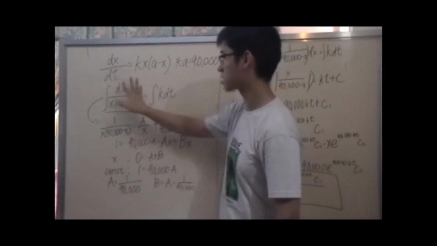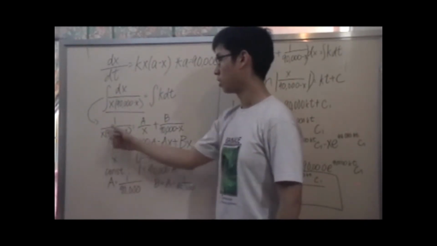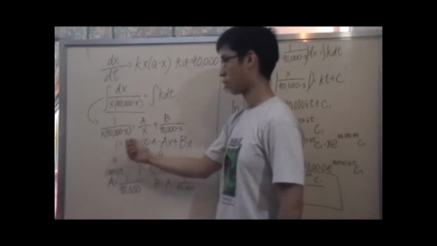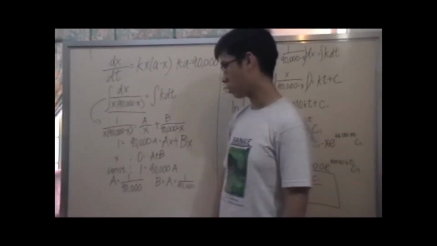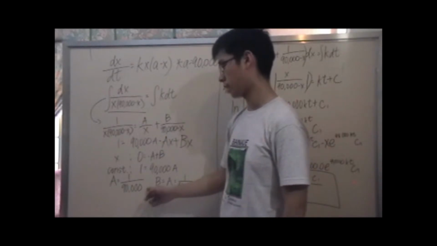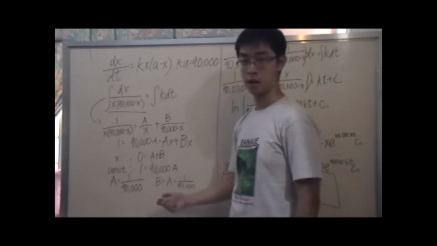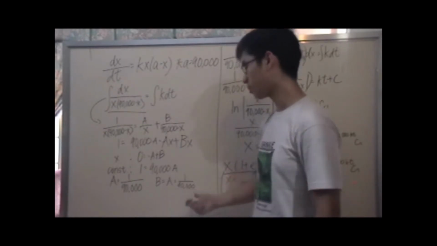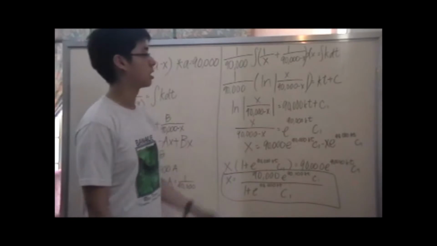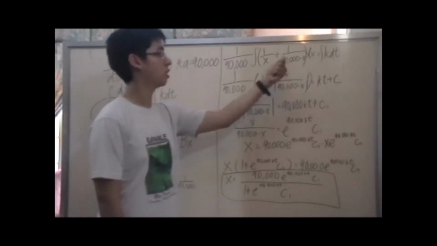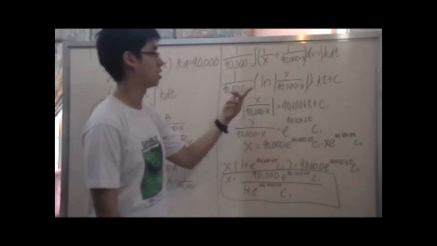In order to integrate this side, we need to do partial fractions. 1 over x(90,000 minus x) is equivalent to A over x plus B over (90,000 minus x). From the second equation, we get that A is equal to 1 over 90,000. From the first equation, we get that B is equal to A, which is also 1 over 90,000. Rewriting the equation gives us this, where 1 over 90,000 is factored out because it's a common constant.